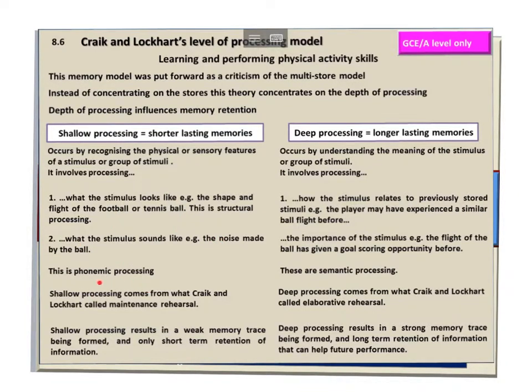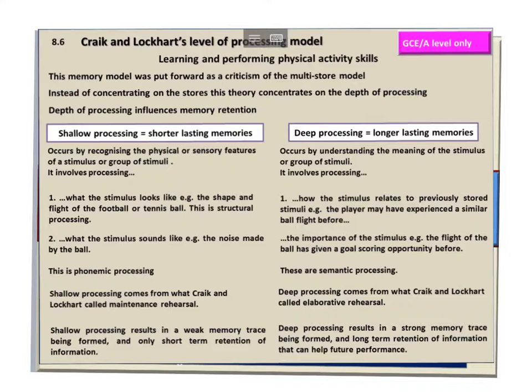So the shallow processing comes from what Craik and Lockhart have called maintenance rehearsal, and this will just result in shallow processing and a weak memory trace. Remember, that is the brain cells being able to retain or store information. As a sports performer, shallow processing is something we don't really want to focus on. It's the deep processing that we want to focus on mainly.